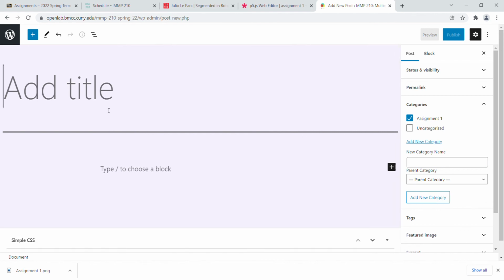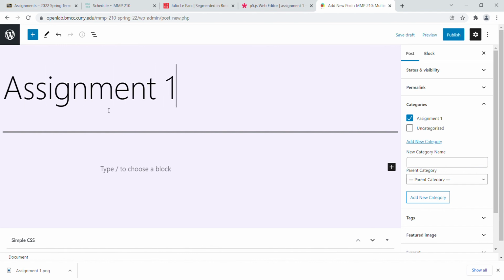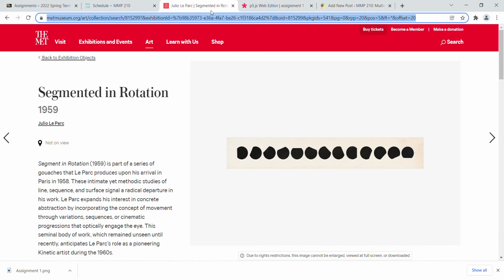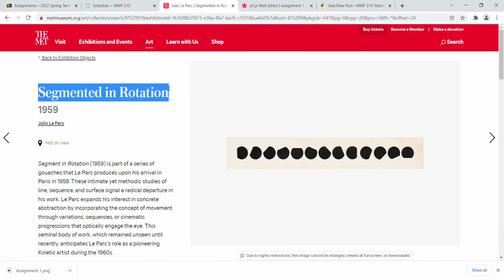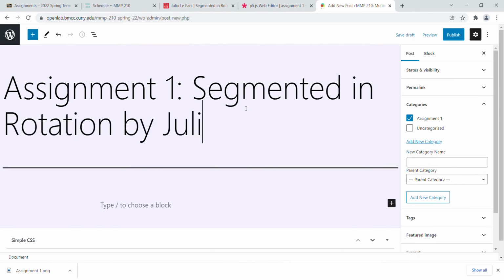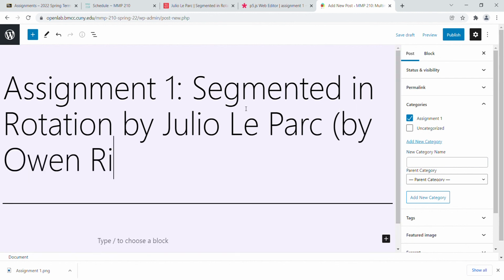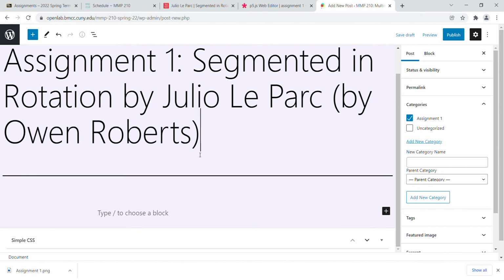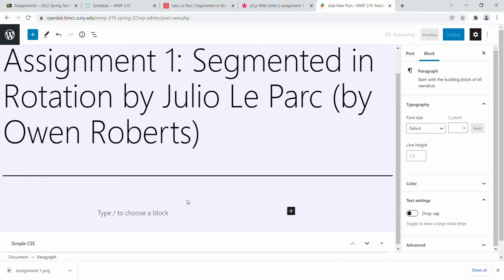And then I'm just going to say assignment 1. And then if you want to put the name of the assignment or your name or whatever, you can. So I'm going to put the name of the artwork. So this is Segmented in Rotation by Julio Leparc. And I'll put my name in the title just so it shows up on the feed, by Owen Roberts. And so then the first thing we want to do is add the image.